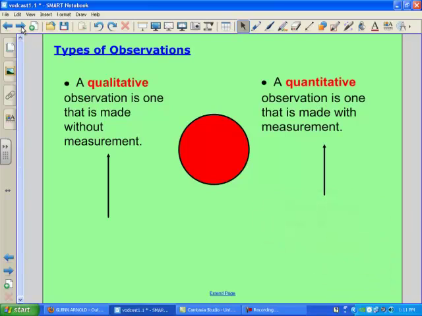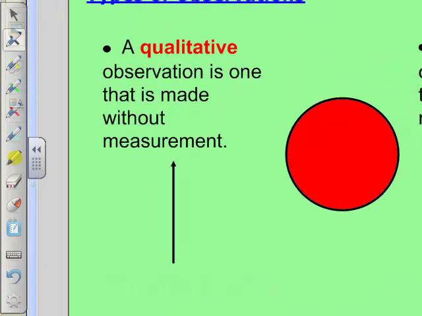So we're going to start off talking a little bit about types of scientific observations. And so we're going to start with the general idea here. The first thing is that there are qualitative observations, which is basically an observation that you make without a measurement.